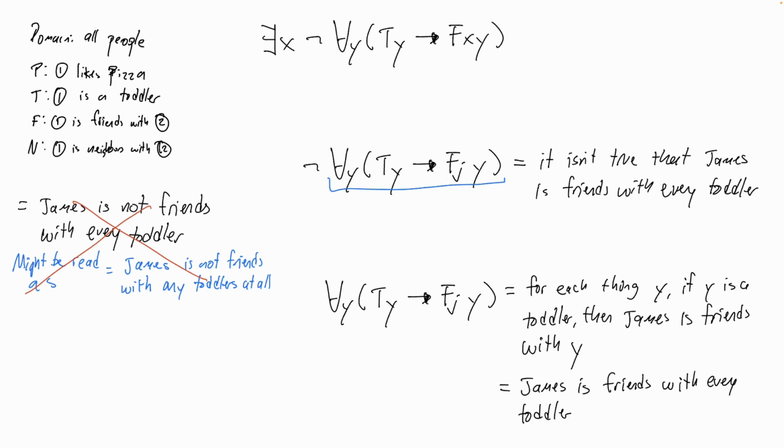Now, the formula there is an x such that it's not the case that for all y, if ty, then fxy, takes what the previous formula says about James, that it's not the case that he's friends with every toddler, and it says that there's at least someone that is like James in that respect. So there is an x such that it's not the case that for all y, if ty, then fxy, says there is someone for whom it isn't true that they are friends with every toddler.